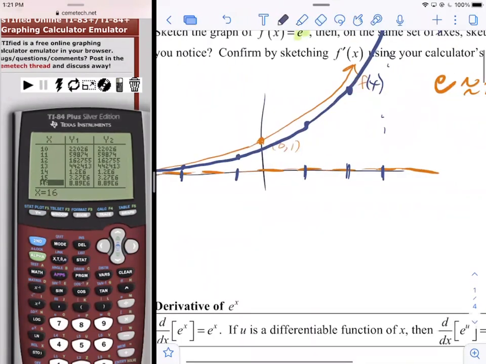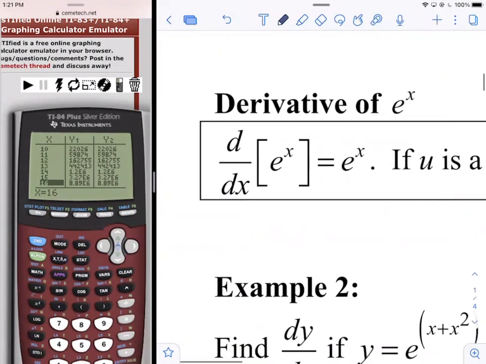Okay. So here's the big reveal. You ready? The derivative of e to the x is e to the x. He is his own grandpa. Hey, guess what the antiderivative of e to the x is? E to the x. If you're your own grandpa, you are your own grandson.